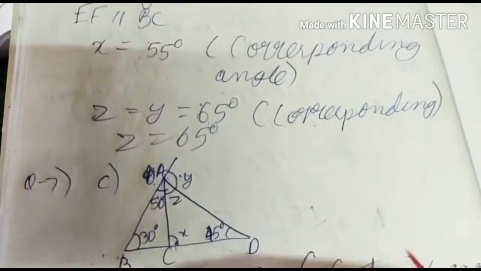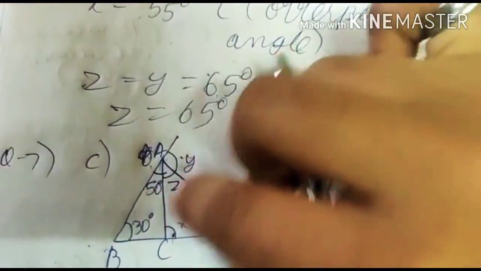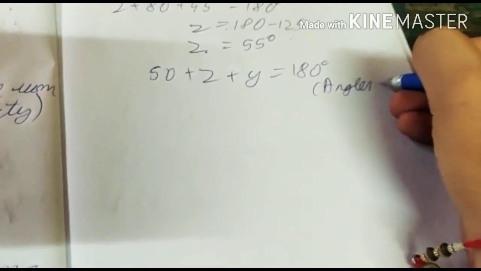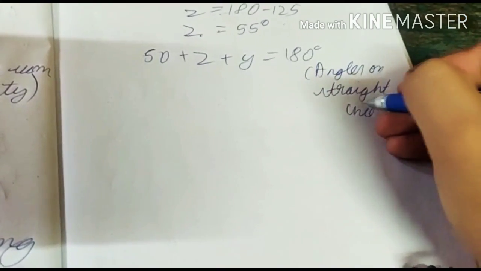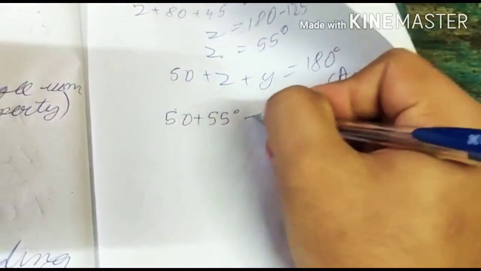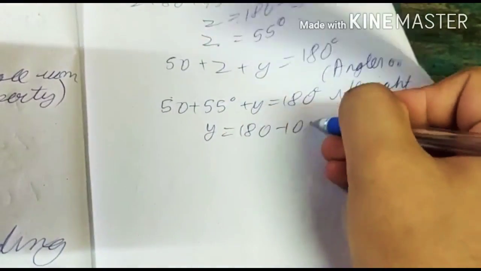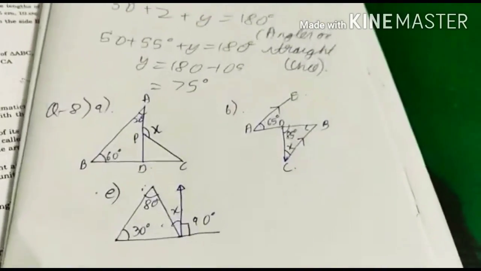And if we see this now, here this is a straight line, and 50, Z and Y are the angles on a straight line. 50 degree plus Z plus Y equals 180 degree, angles on a straight line. So 50 plus 55 plus Y equals 180 degree, so Y equals 180 minus 105, that is 75 degree.